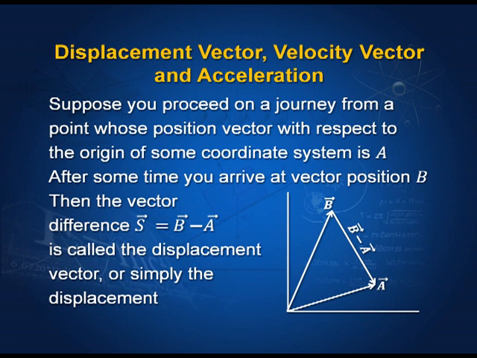We were at A, after some time we reach B, where both A vector and B vector are our positions with respect to a certain coordinate system. Then the difference between B and A, between the final position and the initial position, is the displacement vector B minus A. So, the displacement vector denoted by capital S is equal to vector B minus vector A. It is called displacement vector or simply displacement, but you must remember that it is a vector.